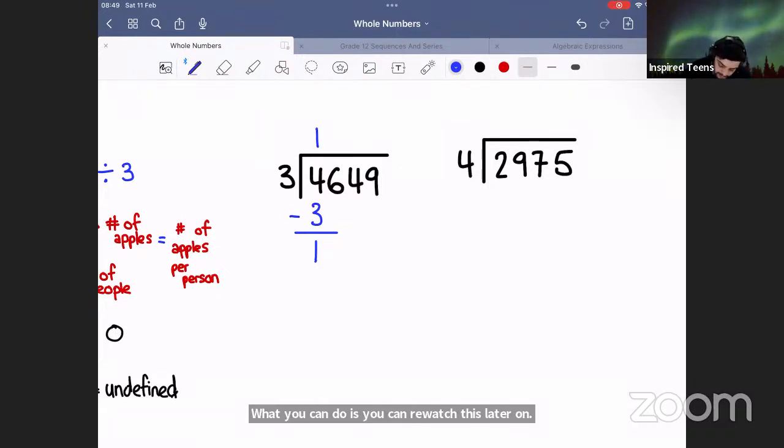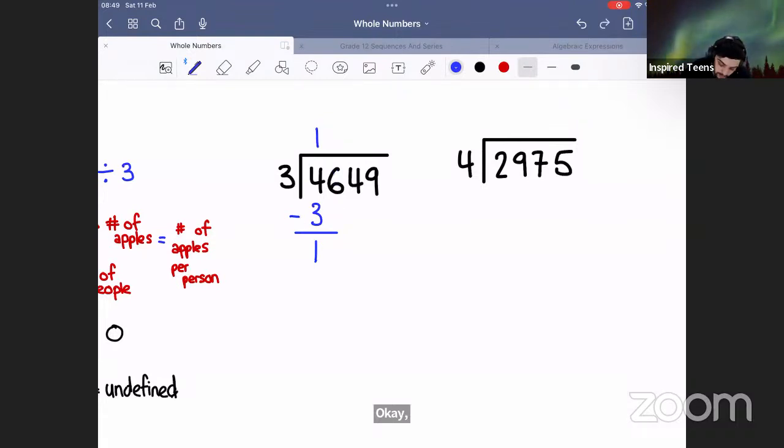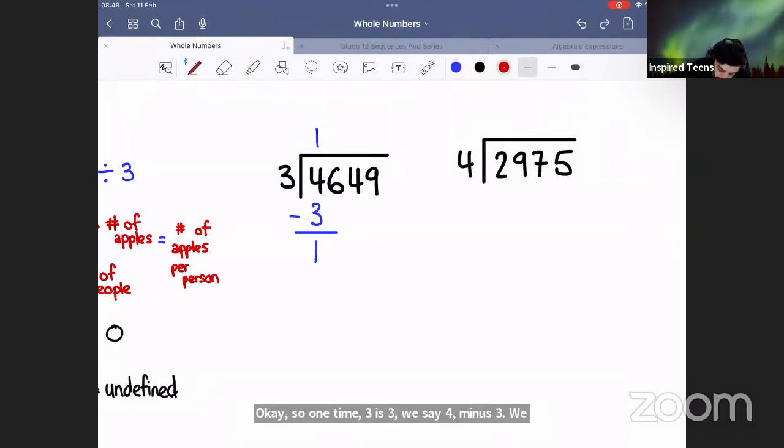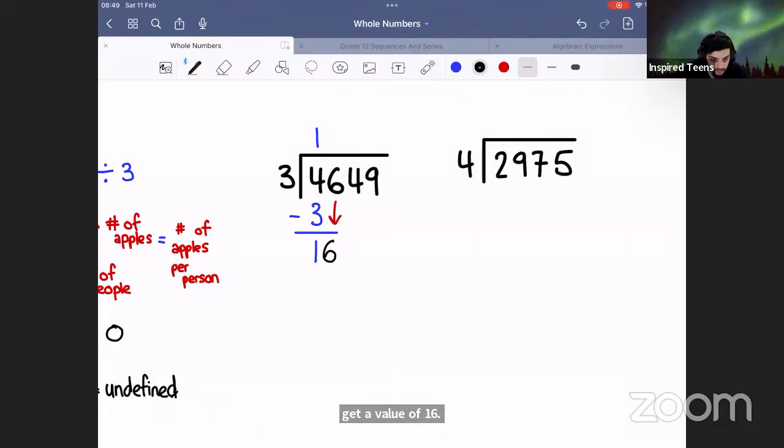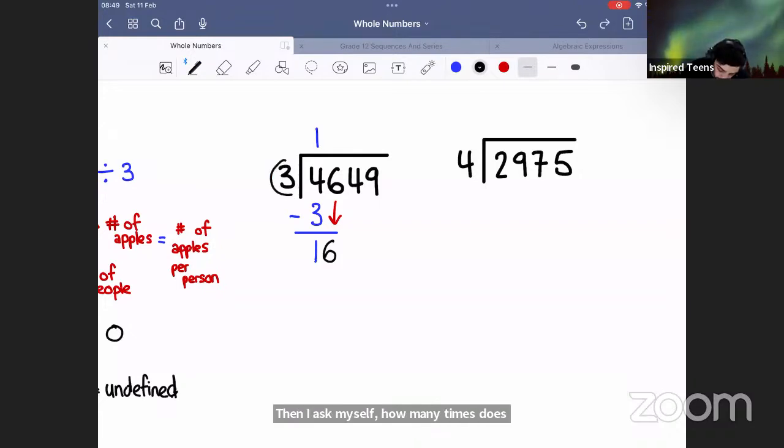So 1 times 3 is 3. We say 4 minus 3, we get 1. Thereafter, what we always do is we bring this number down. So when I bring that number down, I get a value of 16. Then I ask myself, how many times does 3 go into 16? 3, 6, 9, 12, 15. So 5 times.